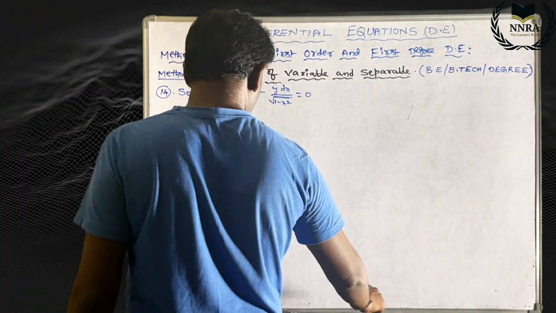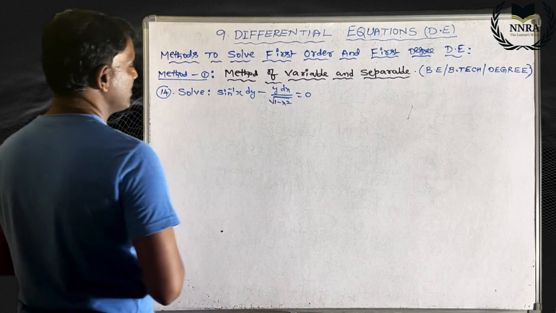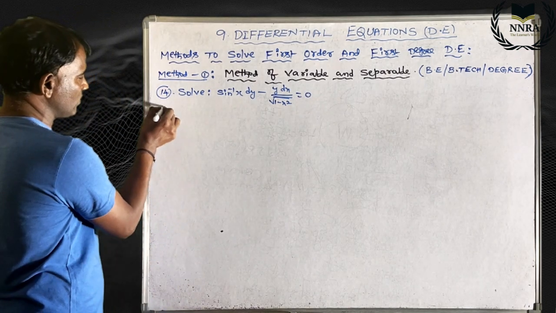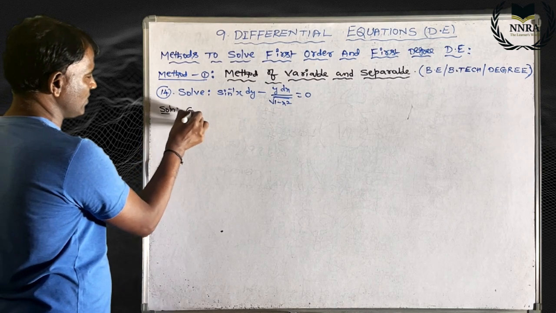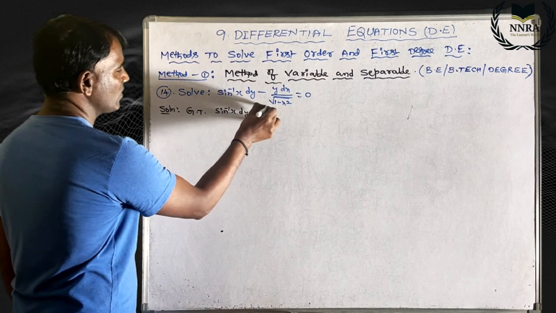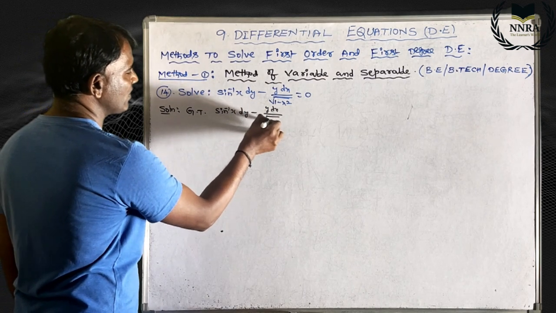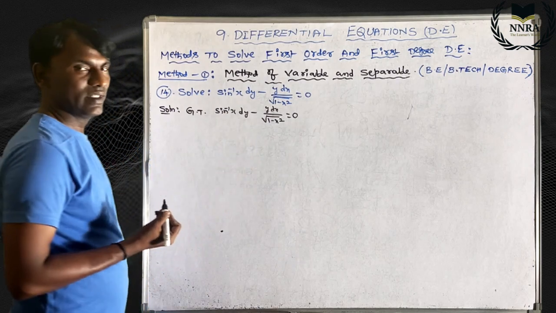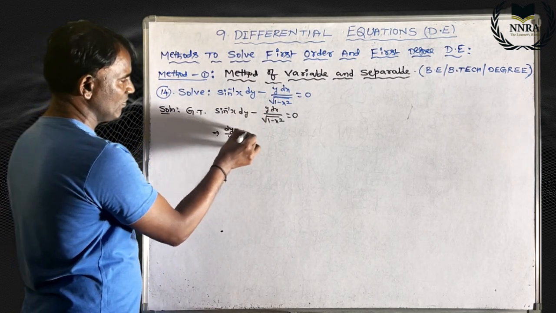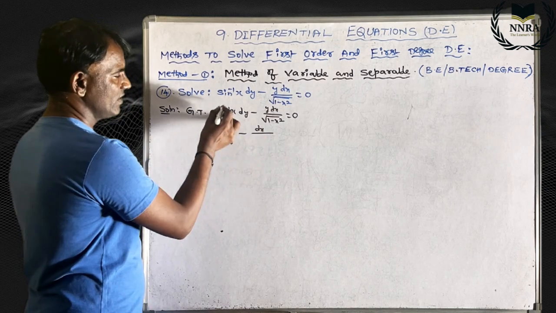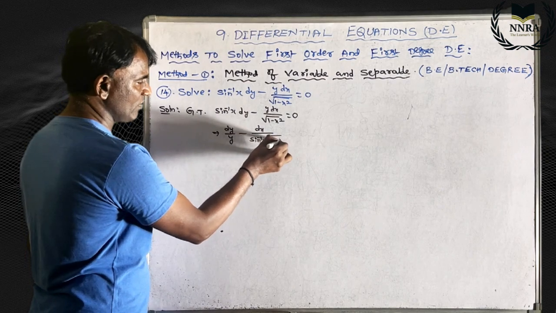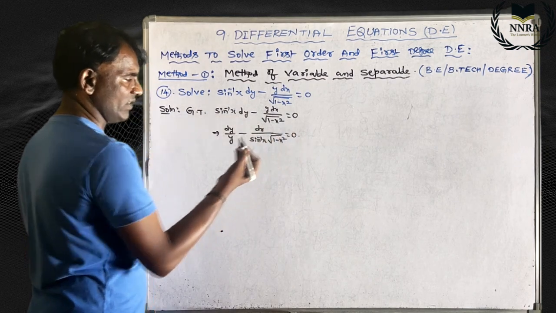This is question number 14. Solve sin inverse x into dy minus y into dx by root of 1 minus x square equal to 0. What is the given term? Sin inverse x into dy, minus y into dx by root of 1 minus x square equal to 0. I'll do one thing, divide by y here. That is dy by y minus dx by, the term comes to the denominator, na? Sin inverse x into root of 1 minus x square equal to 0.